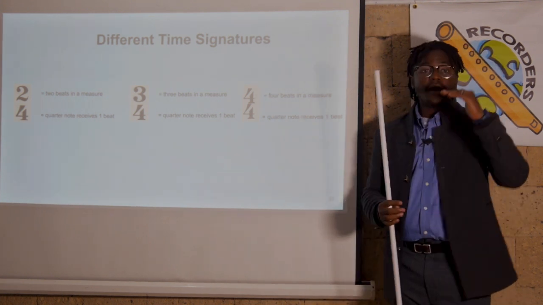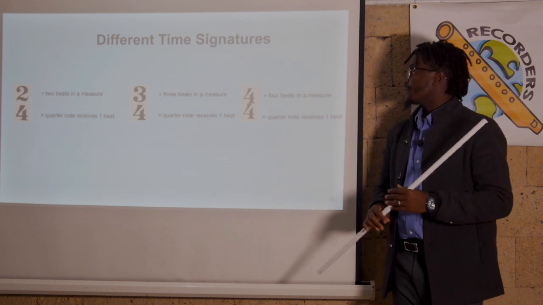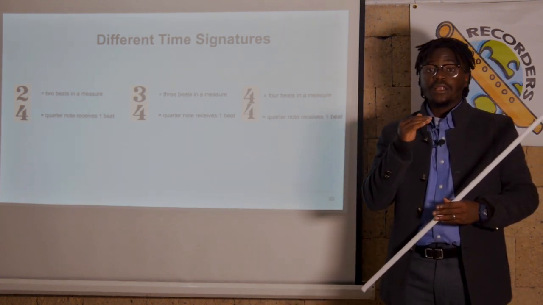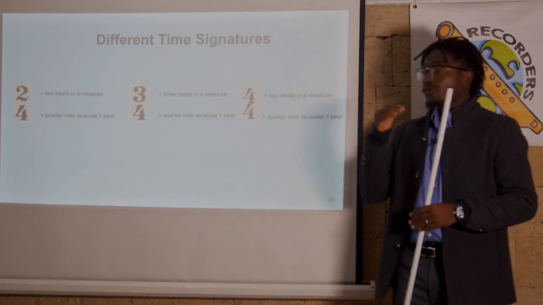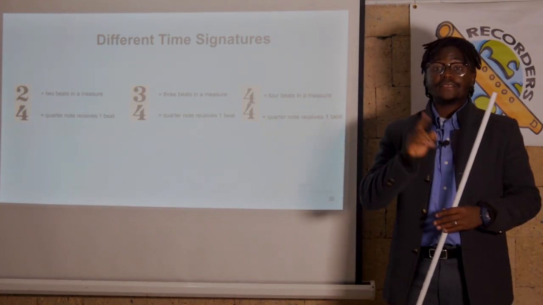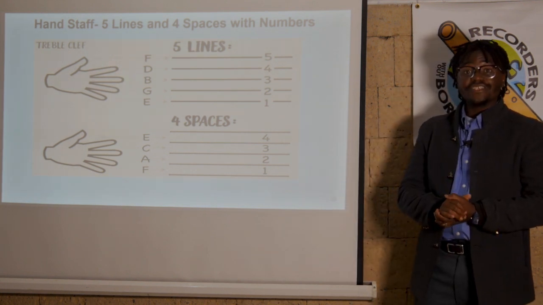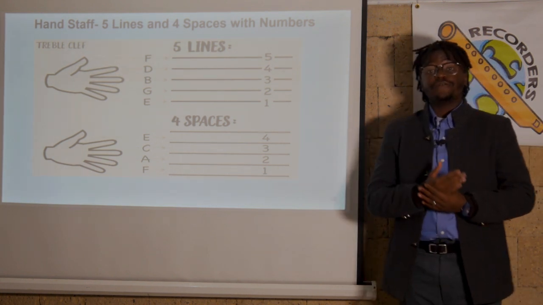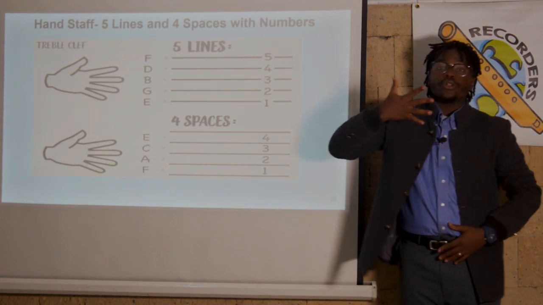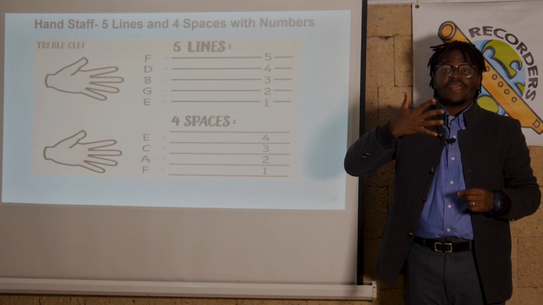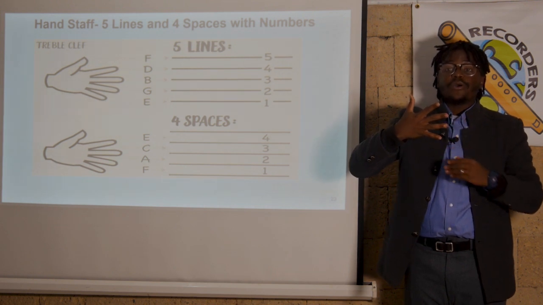The time signature 4, 4 indicates that we are having 4 beats in a measure, and the quarter note will receive 1 beat. We're going to look at the hand staff, which consists of 5 lines and 4 spaces. Now, basically, when you hold up your hand, we have 5 fingers that represent the 5 lines, and in between the fingers we have spaces.